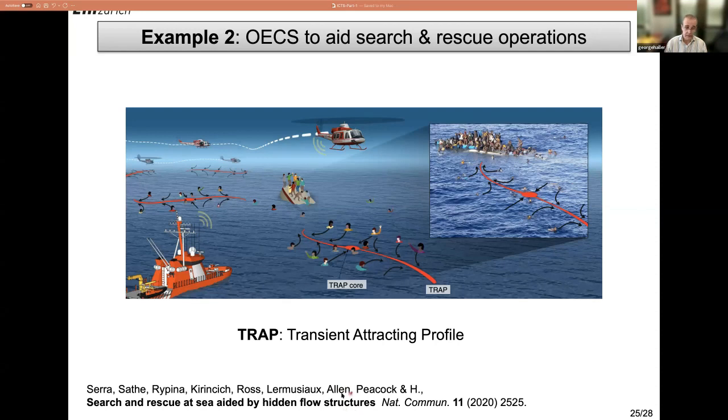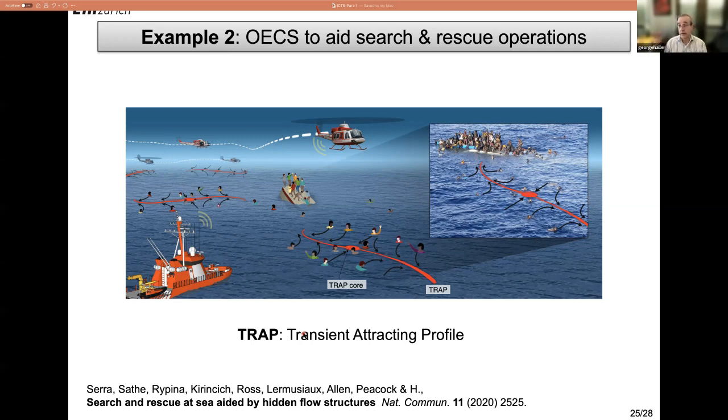I think he retired by now. And several people from Woods Hole. Matthias Serra, who's a student of mine, he's now a professor at UCSD. But we were basically asking, can we use this concept, objective Eulerian coherent structures, in search and rescue operations, which are characteristically short timescale problems.